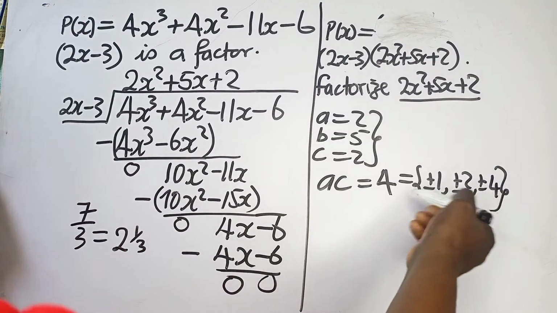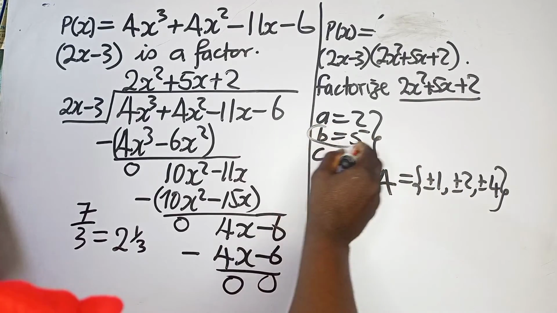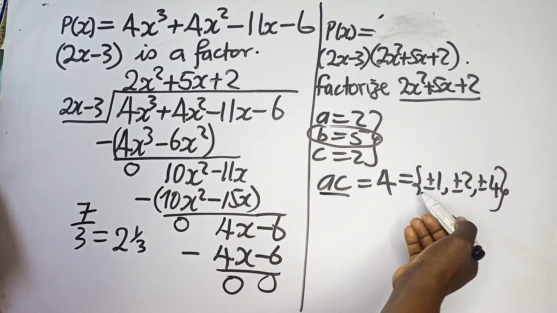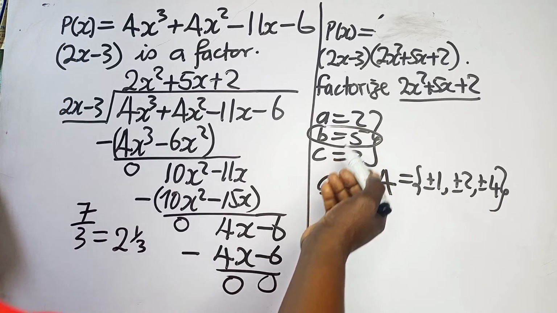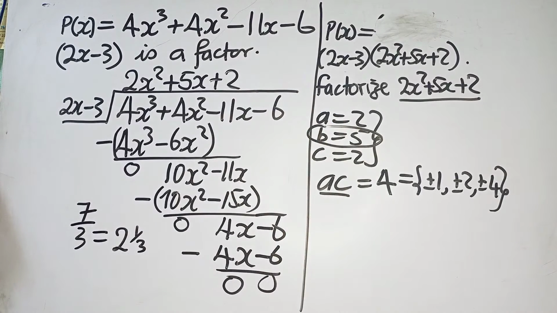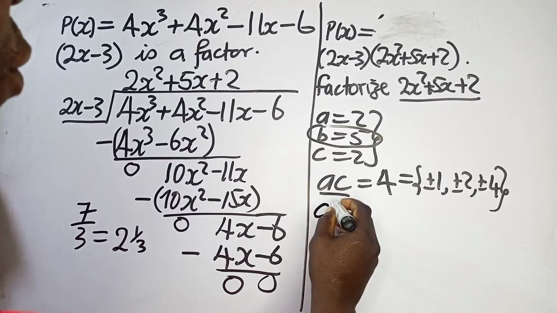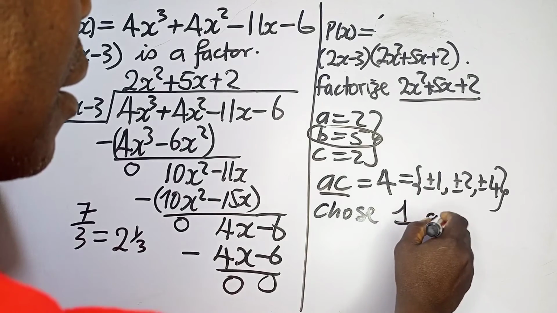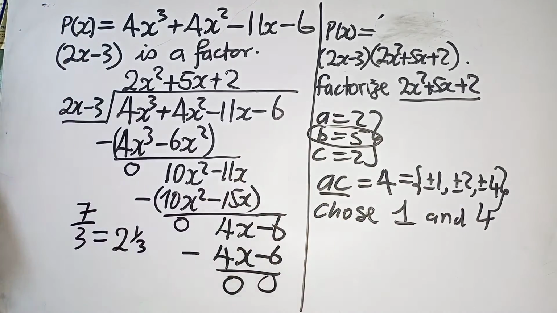So we choose from these factors of 4 to get those 2 values whose sum will be 5, whose sum will be B, and whose product is AC, 4. So which are those 2 values from this set, such that when I sum them up, I'll have positive 5. And at the same time, when I multiply them, I will have positive 4. Those factors will just be positive 1 and positive 4. So we choose 1 and 4. When you multiply them, you have 4. And when you add them up, you have 5.